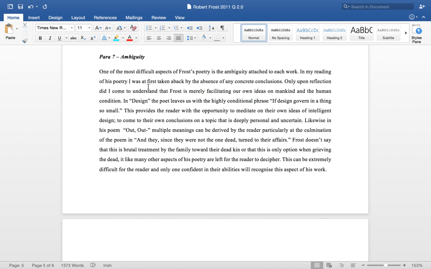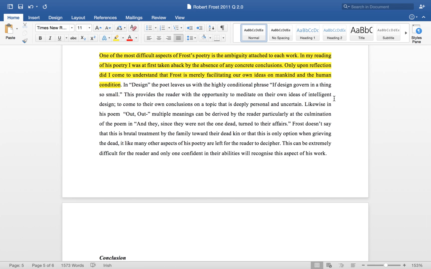In my reading of his poetry, I was at first taken aback by the absence of any concrete conclusions. Only upon reflection did I come to understand that Frost is merely facilitating our own ideas on mankind and the human condition. So here's my point. And what I really like here is the use of the first person pronoun, I. So I have that personal response which examiners are looking for. Okay?